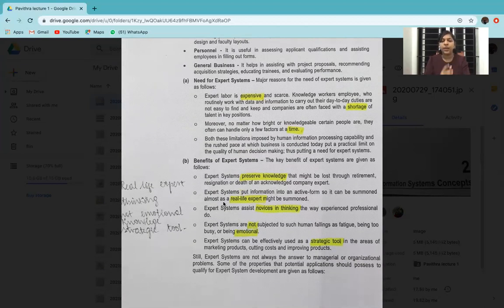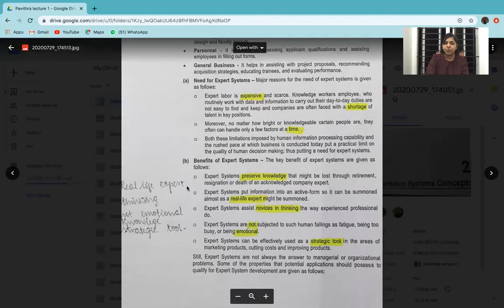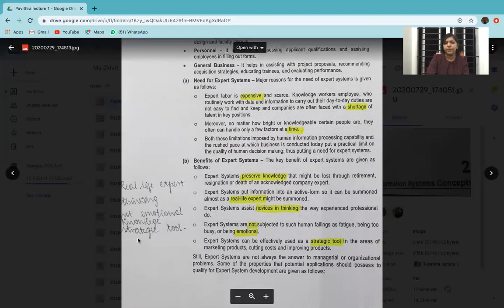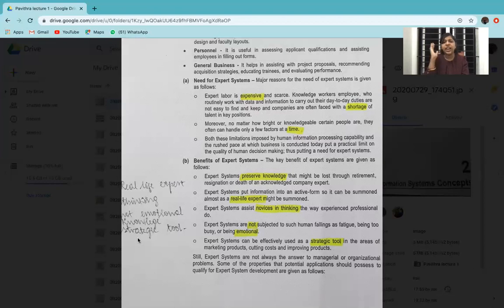So how are we benefited? What are the benefits? Real life expert, thinking, not emotional, knowledge, strategic tool. These are the mnemonic. So what are the benefits? Real life expert, thinking, not emotional, knowledge, strategic tool.